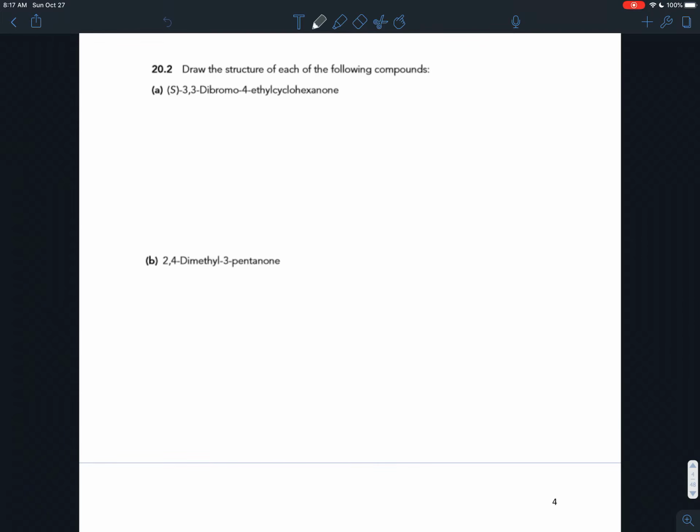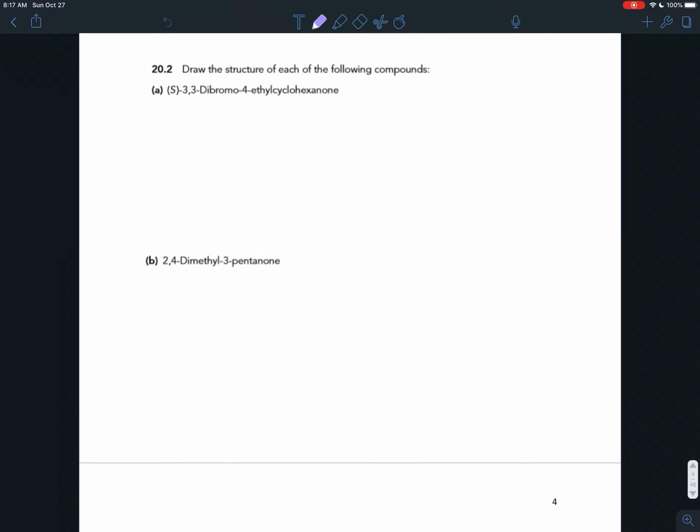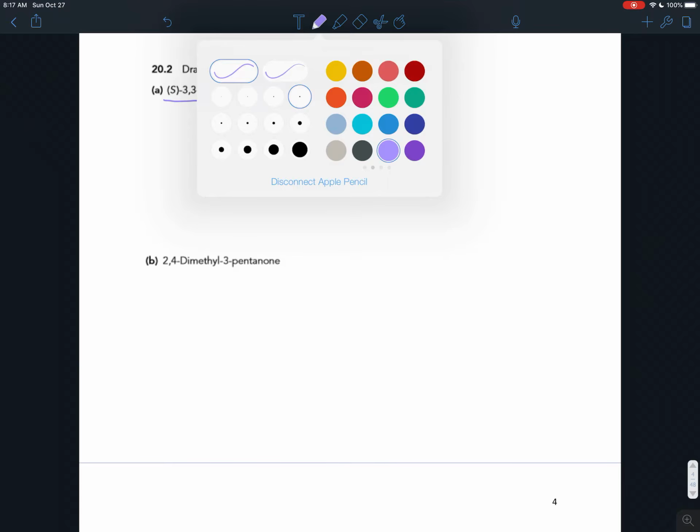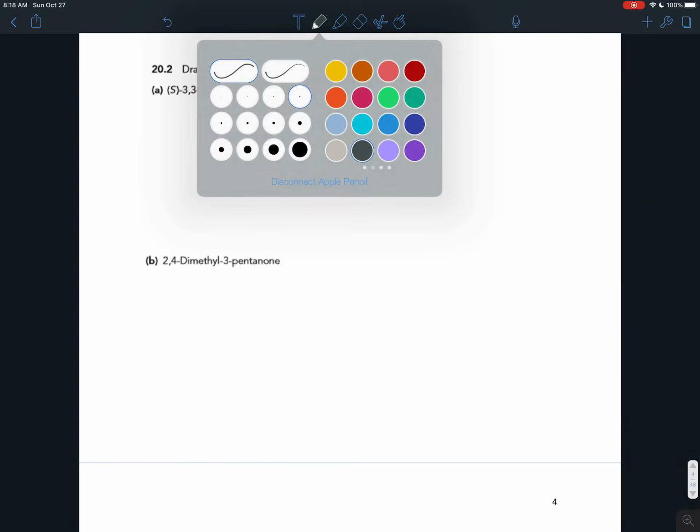In exercise 20.2, they're giving us the names of either aldehydes or ketones, and they're asking us to draw them. So you start by drawing the backbone. The backbone is everything that comes after the last YL. So you're reading the molecule, you have a bunch of branches, you see your last YL. Everything after that is the backbone. So here the backbone is cyclohexanone.